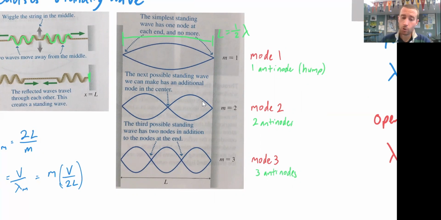If I have 2 humps, then I'd go up and down. That's a full wavelength, so that's mode 2, and that's L equals 1 wavelength. Okay, mode 2, 2 antinodes. With 3, L equals 3/2 wavelengths, or 1.5 wavelengths, and that's mode 3, 3 antinodes.